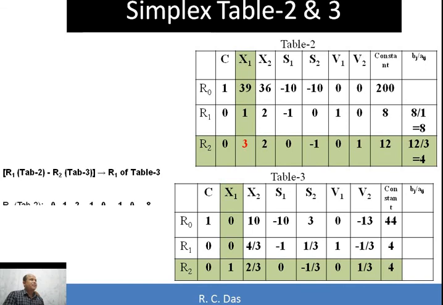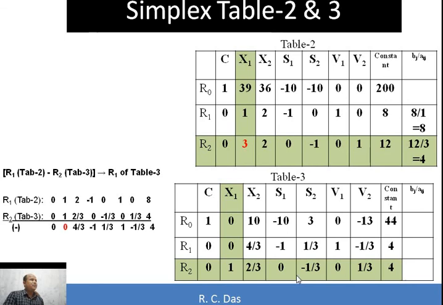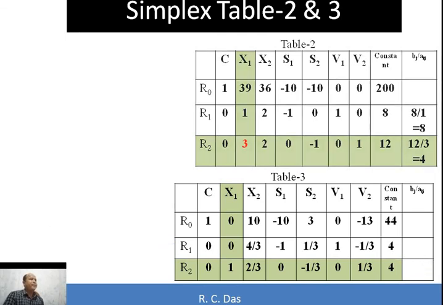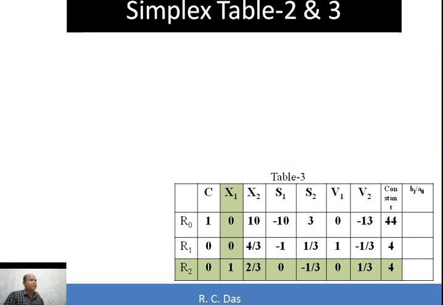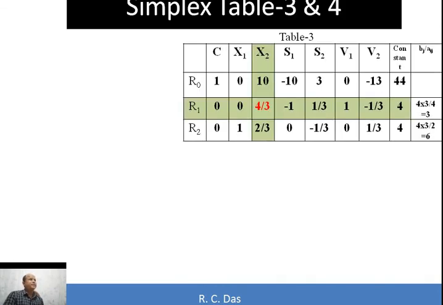After deducting we get 0, 0, 2 minus 2 by 3 is 4 by 3, 0 minus 1 by 3 is minus 1 by 3, 1 minus minus 1 by 3 is 4 by 3, and so on. Let us put it in table number 3. So we will get this row 1. So this is where we get table number 3. Okay, take it in the next slide, table number 3.